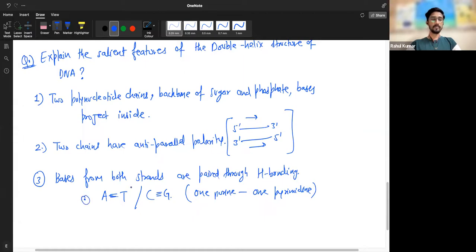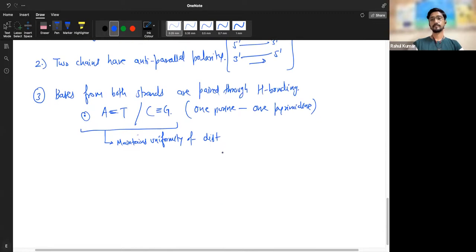And why does it stay as it is? Because, as I told you, it keeps the width of those two strands constant. All right, done. You can also write it here. Just write a reason: this is to maintain the uniformity of distance between the two strands. Okay.